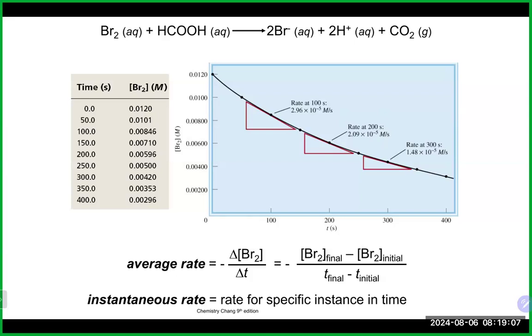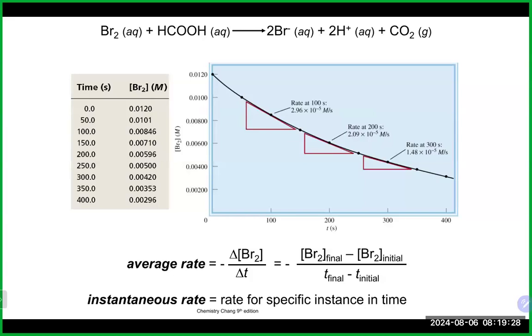So an instantaneous rate is a snapshot of how fast, for example, the reaction is happening over a specific period of time. A lot of times we look at the average rate over the entire reaction and what's happening. And just like when you're driving, there are certain points along the way where perhaps things are reacting faster and maybe they're reacting a little slower.